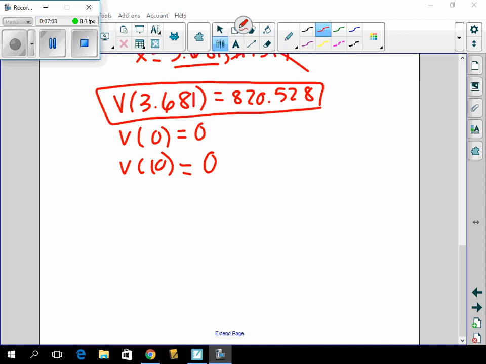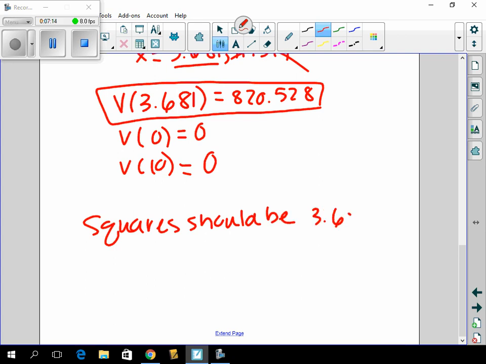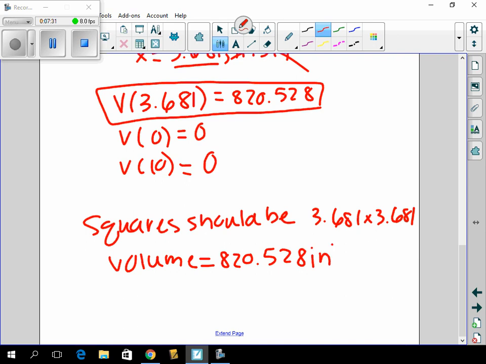So my question is asking how large should the squares be? And so I can say squares should be 3.681 by 3.681, and there's a few ways you can answer this. And volume equals 820.528. And if we take a look at our units, we are dealing with inches, so cubic inches. And again, there's a few ways you can answer that. You can say the length of the square should be 3.681, but the volume is 820.528 inches cubed.